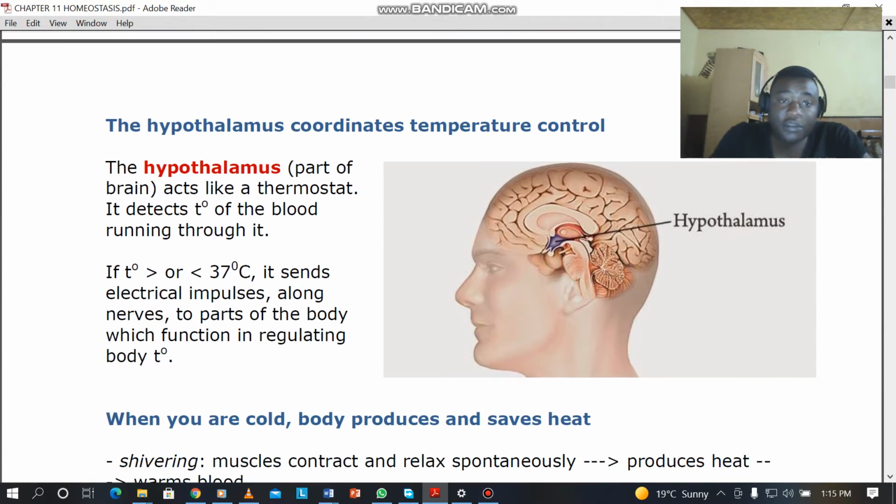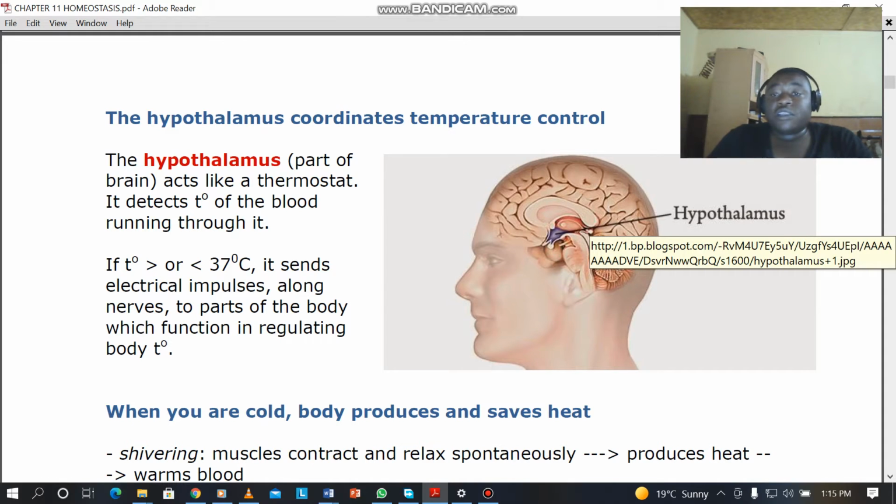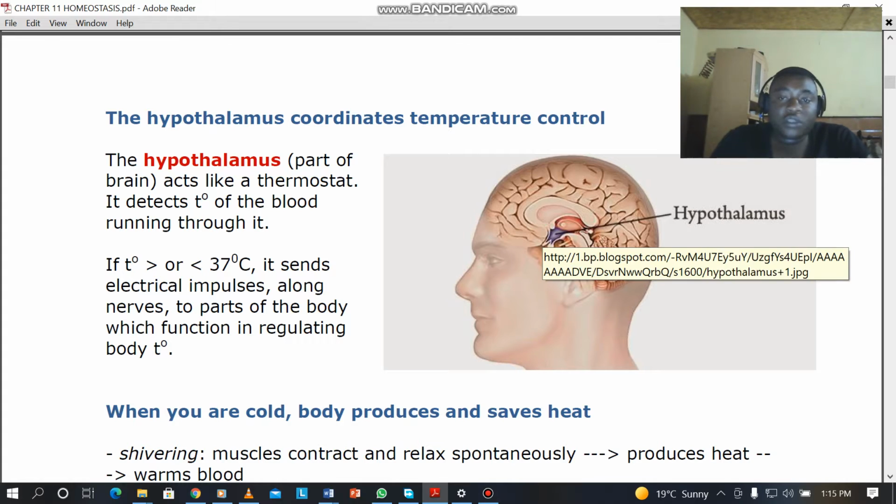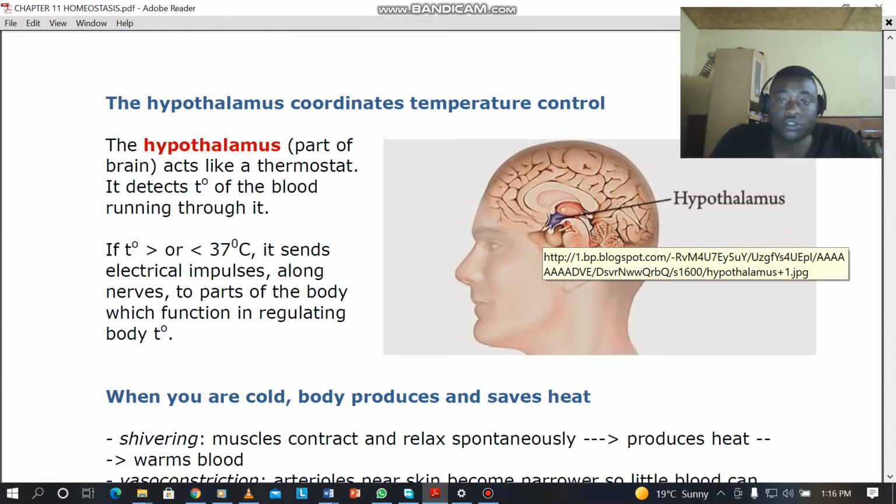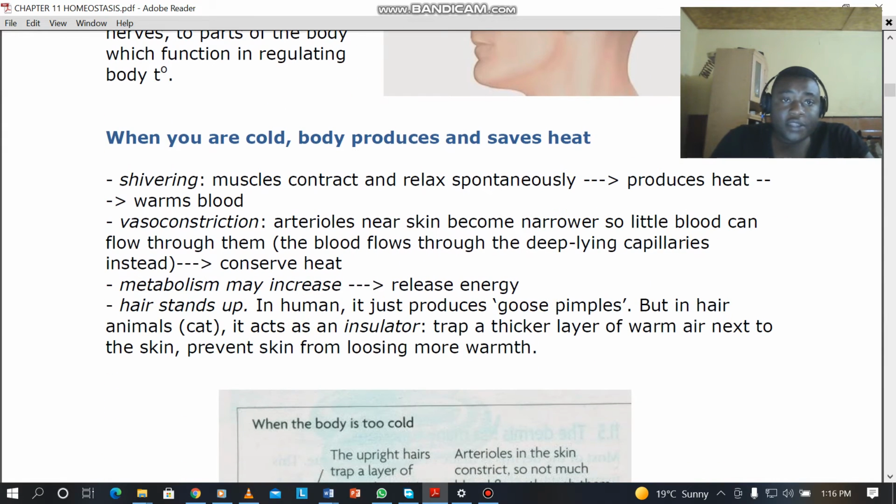Okay, so temperature regulation, most importantly, is controlled by this part of the brain. This part of the brain is called the hypothalamus. Please don't forget. So let's look at what happens when you are cold. When you are cold, your body produces and saves heat. It does this by shivering.